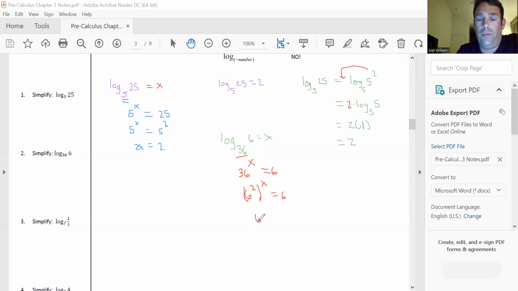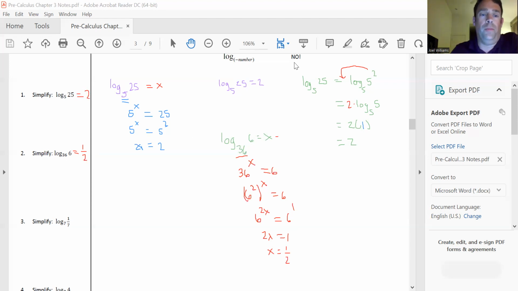So 6 raised to the x is 6 to the x. And this 6 right here would have an exponent of 1. So we have 2x equals 1. X is 1/2. So that means that log base 36 of 6 is actually equal to 1/2. This is equal to 2.